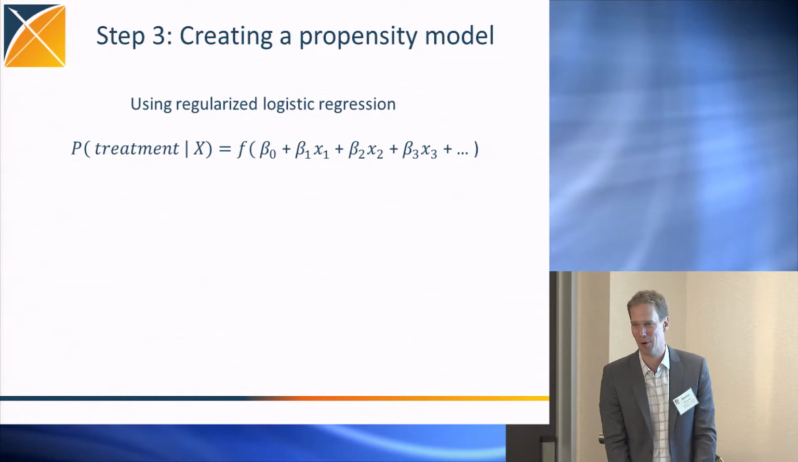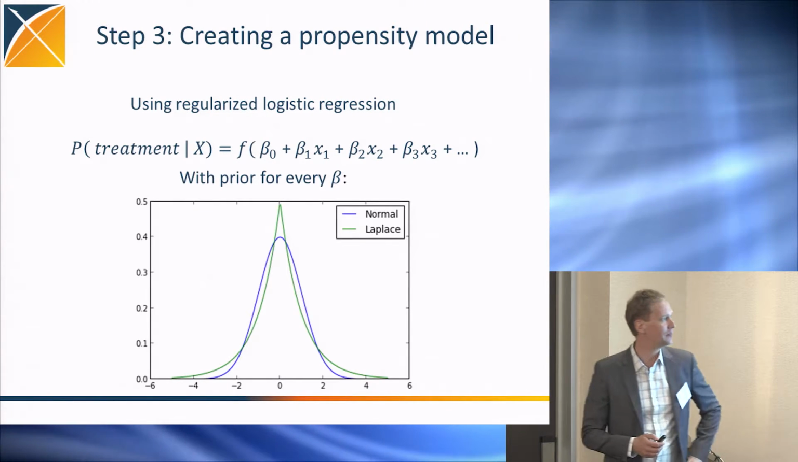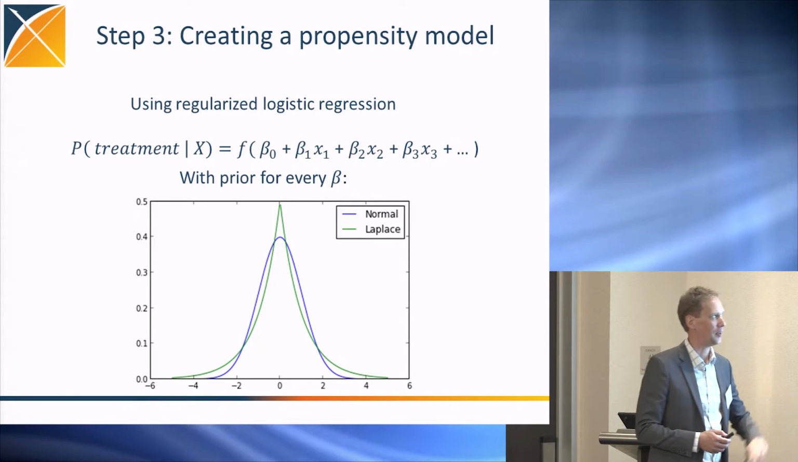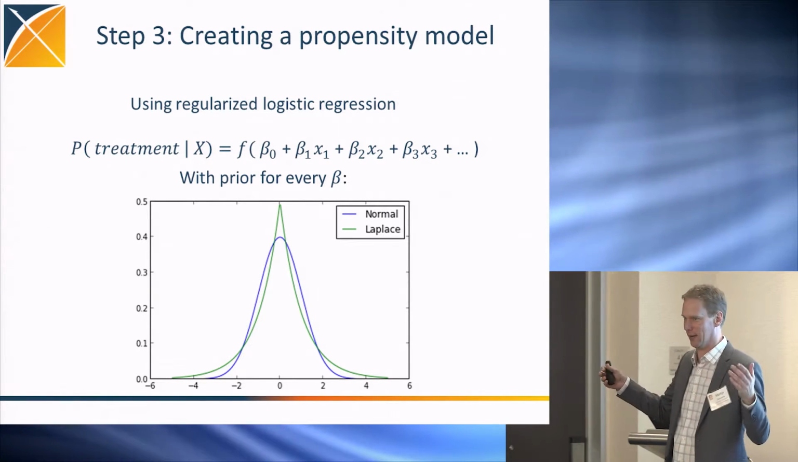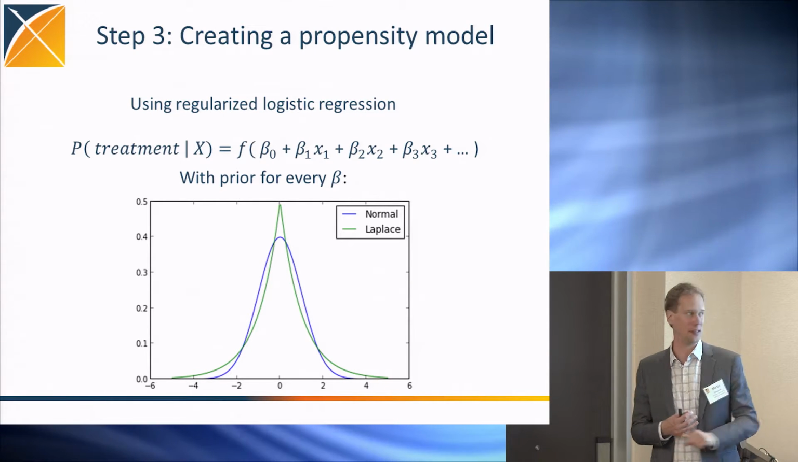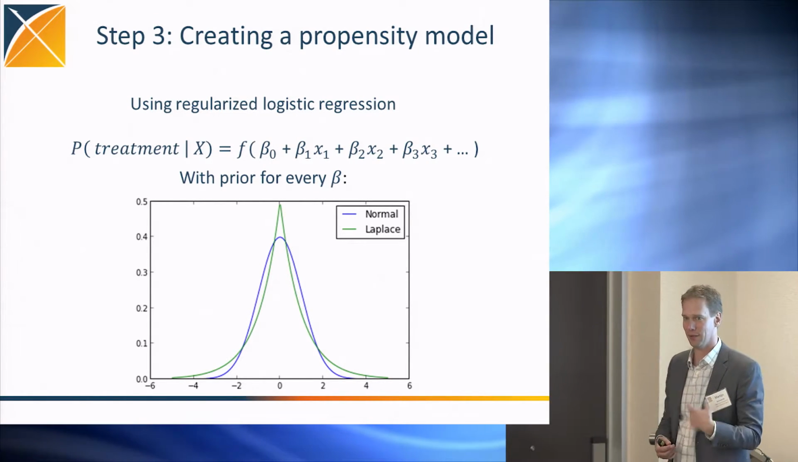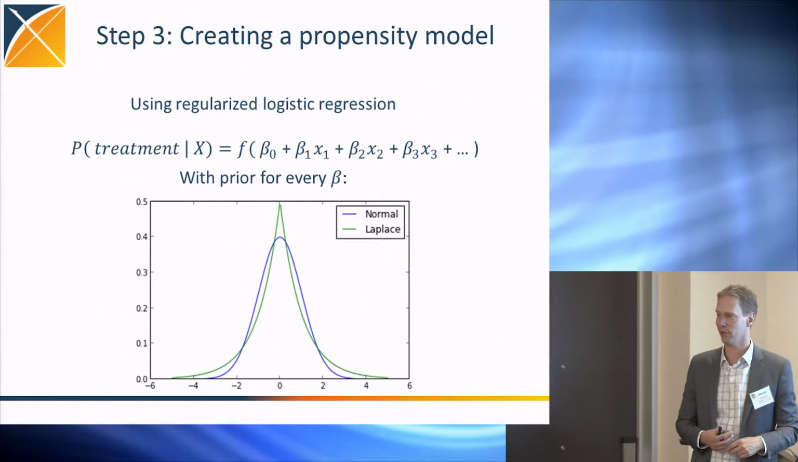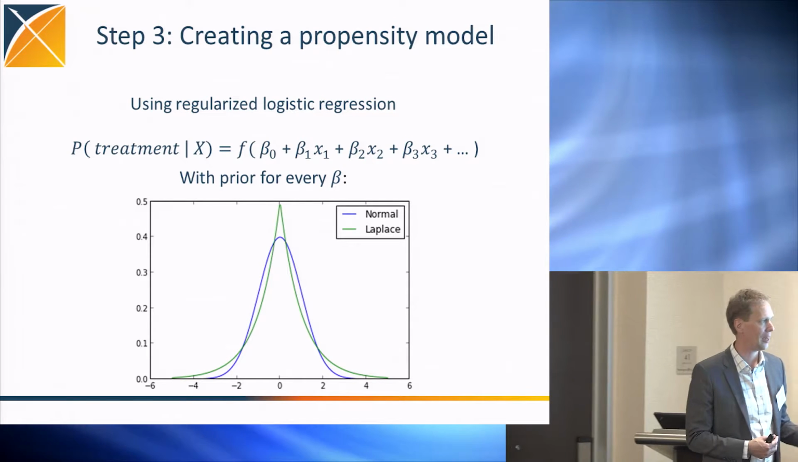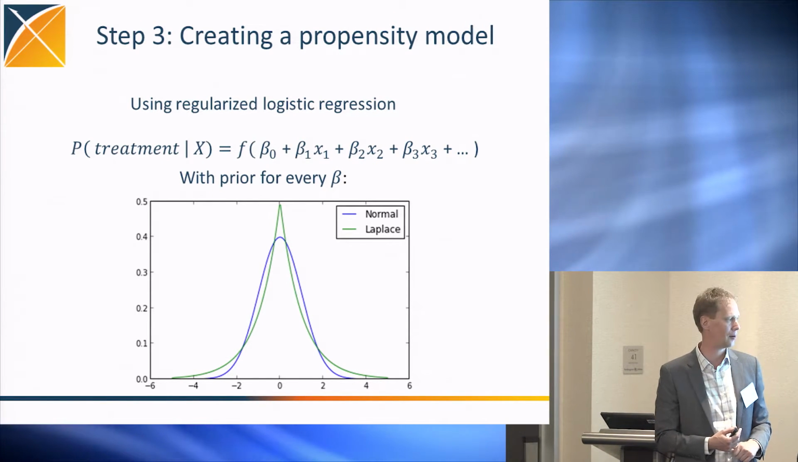Usually somewhere between 10 and 100,000. In this case, 17. The thing that we do differently in a regularized regression is that we specify a prior distribution on these betas. So we specify a belief that we have for what the values should be. And we have 2 options that are supported in our package.